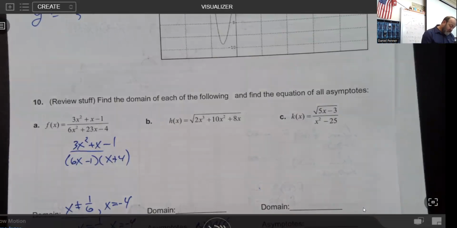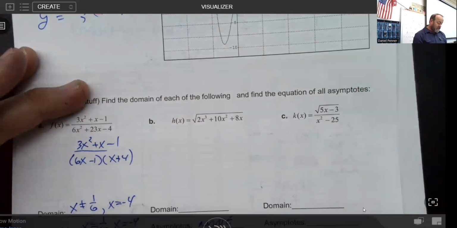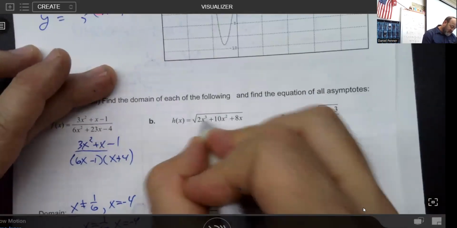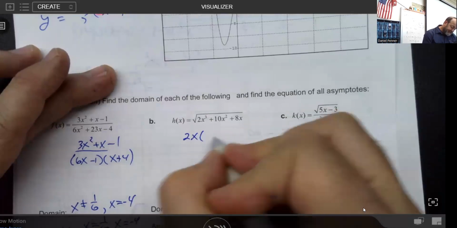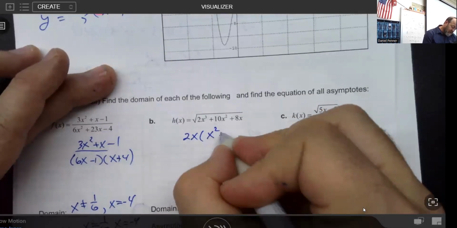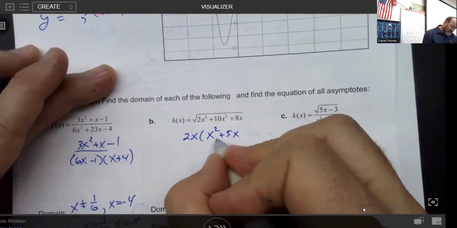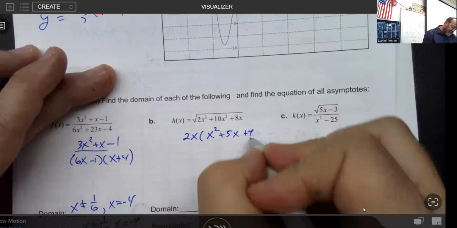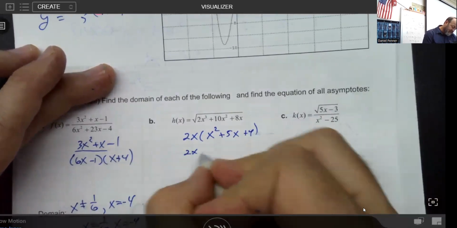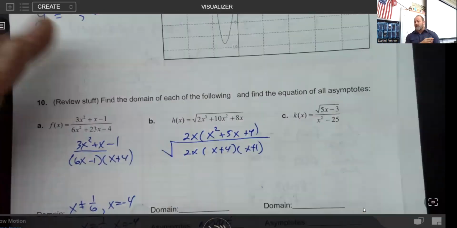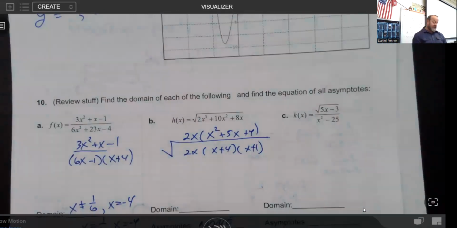But what I can do is, I don't want to take the square root of a negative. So I looked inside here and I noticed that everybody here has a 2 and an x. If I took out the 2 and the x, I'd be left with x squared, 5x, and 4, which means I could factor it one more time as (x + 4)(x + 1). Now, again, the better you are at factoring, the quicker these problems get, let's just face it.